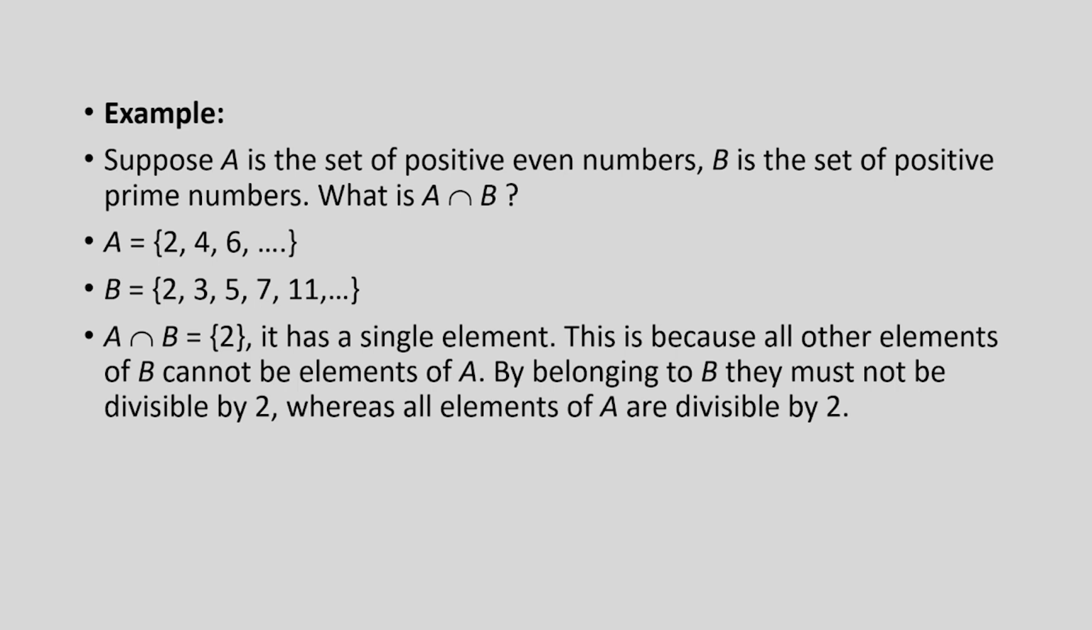By belonging to B, they must not be divisible by 2, because that is the definition of prime numbers: they should not be divisible by any number except 1 and themselves. So, all these other elements of B are not divisible by 2, whereas all elements of A are divisible by 2. So, except the number 2, there is no intersection.